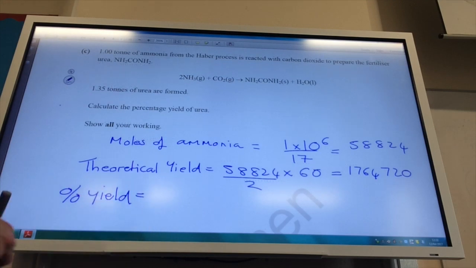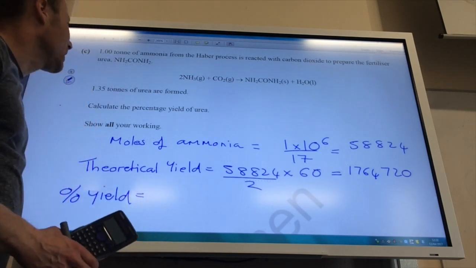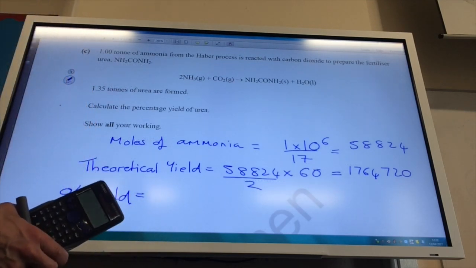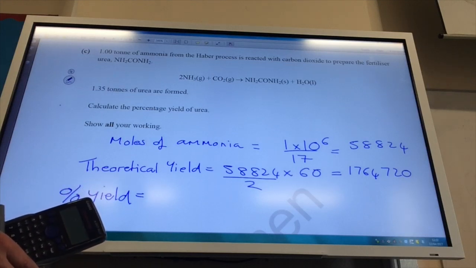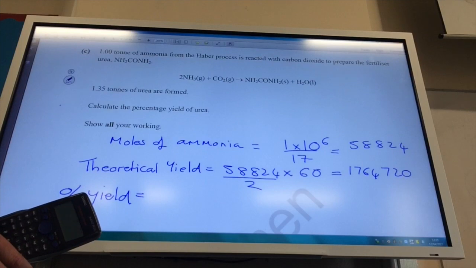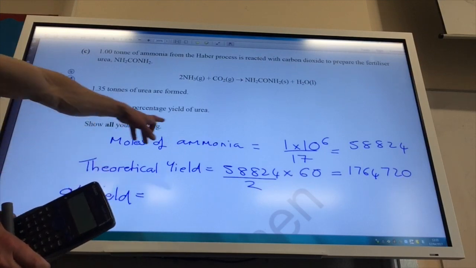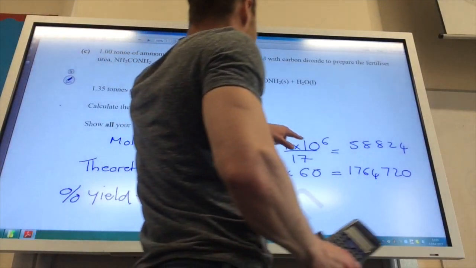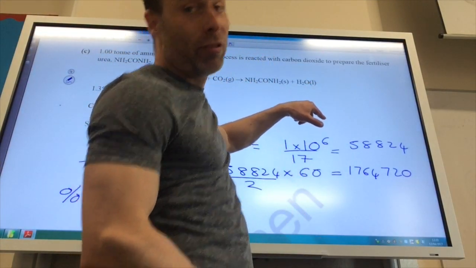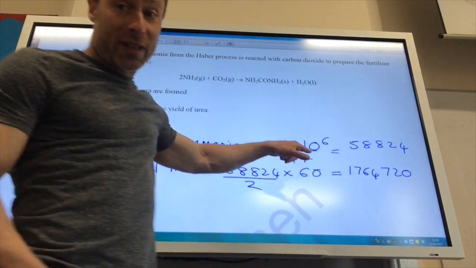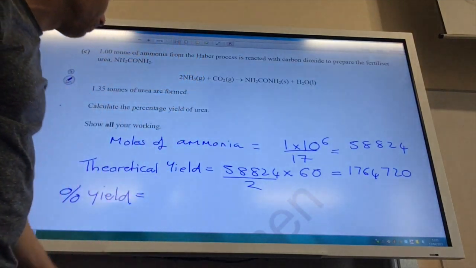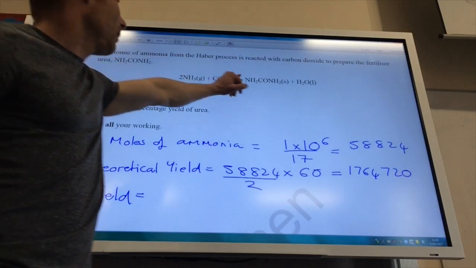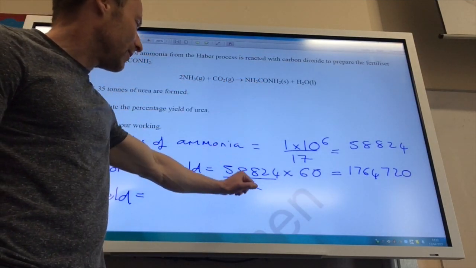Right, it's quite a nice yield question now. So 1 ton of ammonia from the Haber process is reacted with carbon dioxide to prepare urea. And I make 1.35 tons of urea. Calculate percentage yield. So first of all, you work out your moles of ammonia, which is your mass, remembering to convert from tons to grams, divided by the molar mass of ammonia, which is 17, to give you 58824.